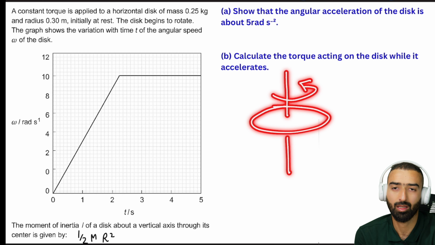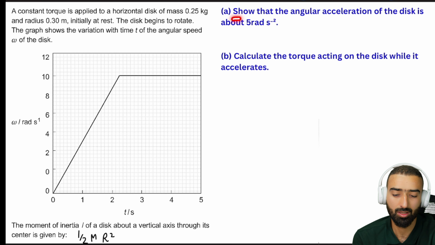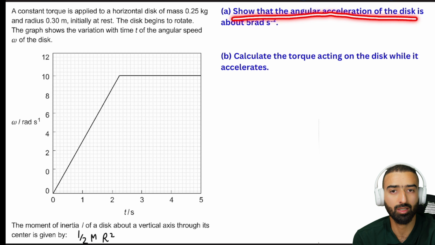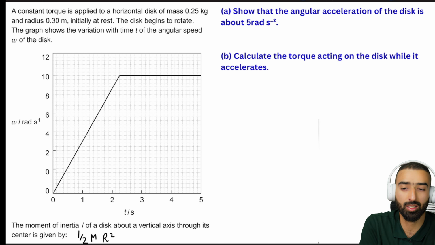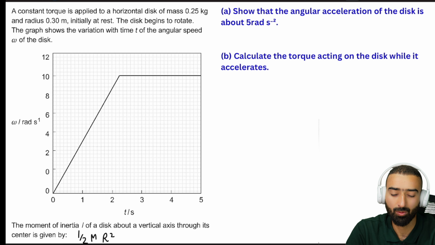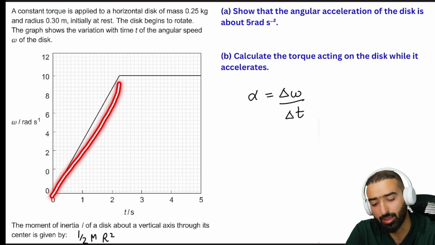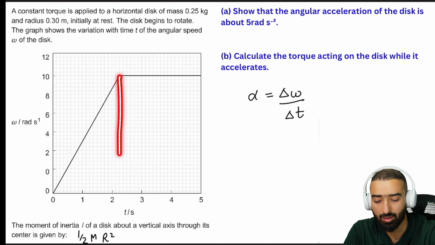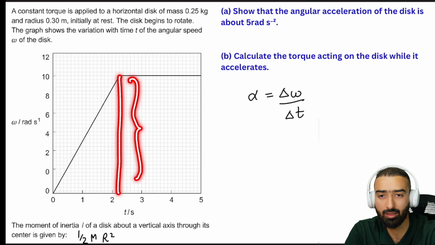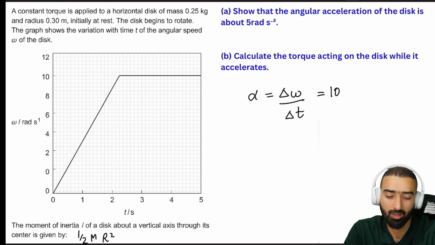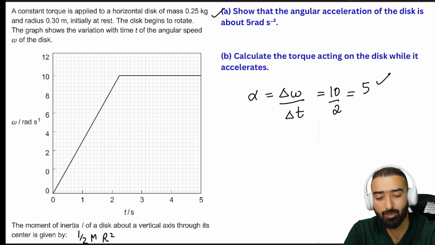All right. The first question is, show that the angular acceleration of the disc is about 5 radians per second square. We know alpha is given as the rate of change of omega. This rate of change of omega is simply the slope of this line. So how much is this? Rise over run. The rise is 10 and the run is 2. So 10 over 2 gives us 5 radians per second square. That solves the first part.